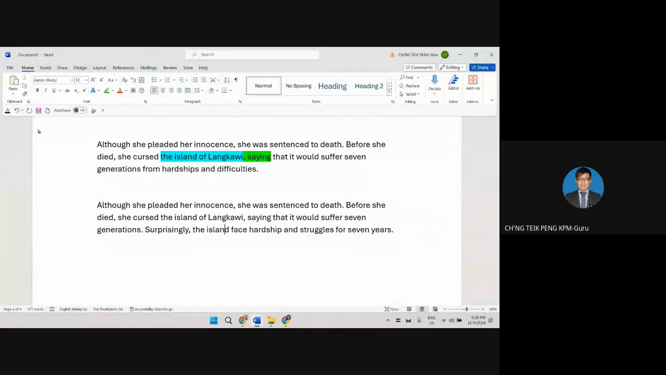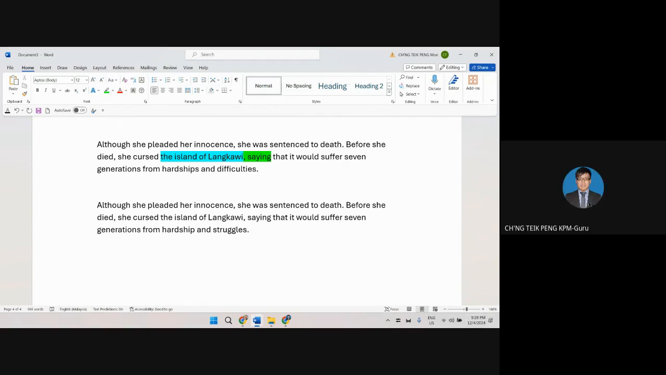Surprisingly, the island faced hardship for 7 years. 不对吗？这里就不对了吗？7 generations 是7代，OK，7代的人。So 好像你爸爸是1代，你是1代，你的公公是1代，对不对？所以1代可能是有50、60年，对不对？7代可能是有几百年的哦，不是7年而已。所以你最后一句你是写错了的，all right. So it should be 7 generations from hardships and struggles. So Kai Yuan, any problem here? 哎，有问题吗？Teacher, let me change my answer first.